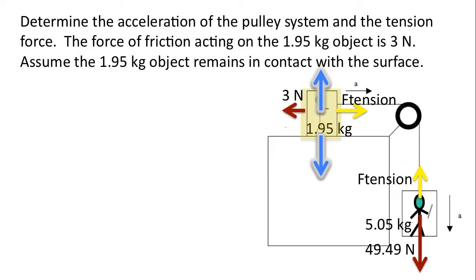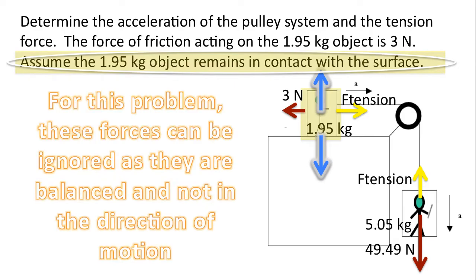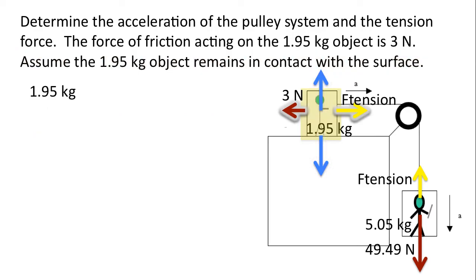Now we'll also include the weight, or the force of gravity, and the normal force, the support force, acting on that object. However, because we are assuming that this object remains in contact with the surface, these forces will be balanced, and they will be largely ignored because they do not act in the direction of motion. All right, let's focus our attention now on the 1.95 kilogram object. Notice I've highlighted the force of tension and the friction force.